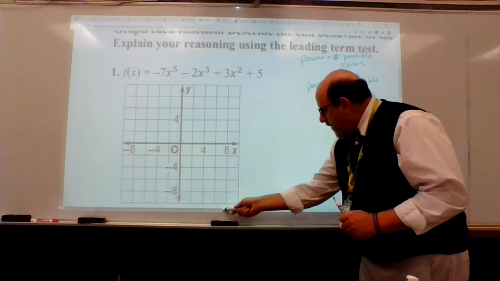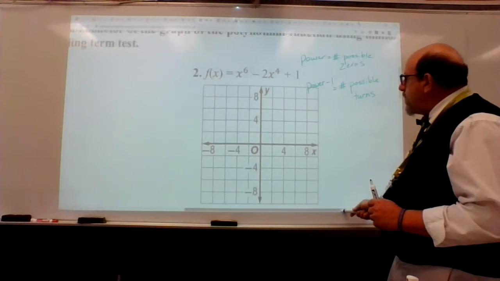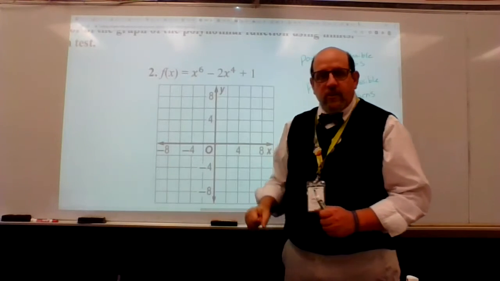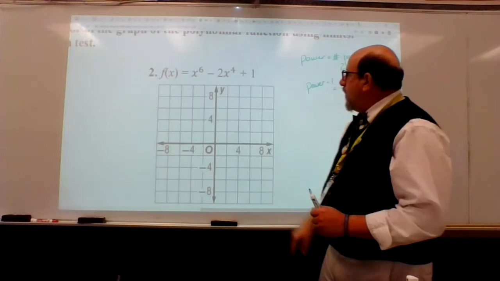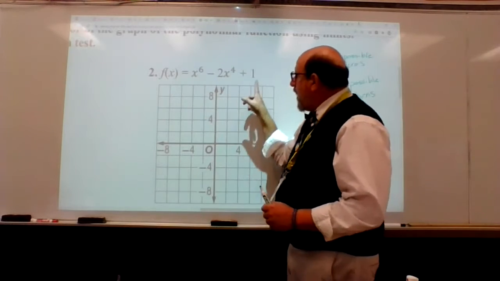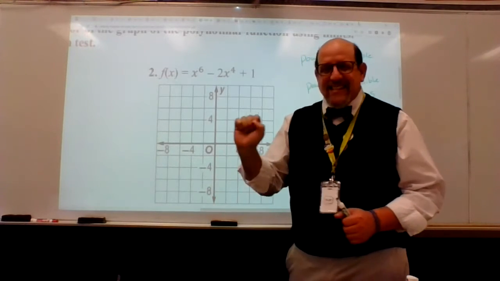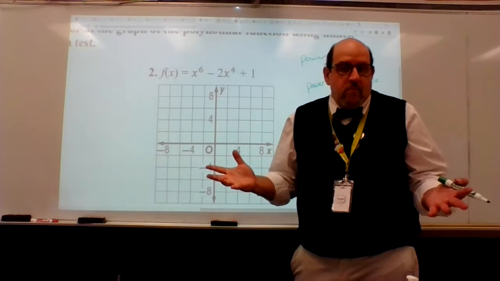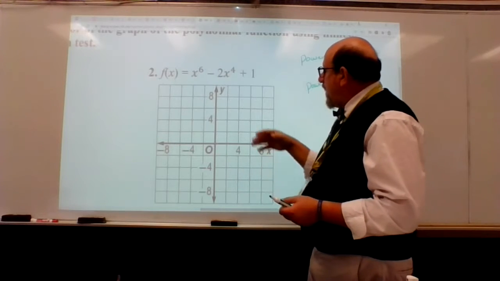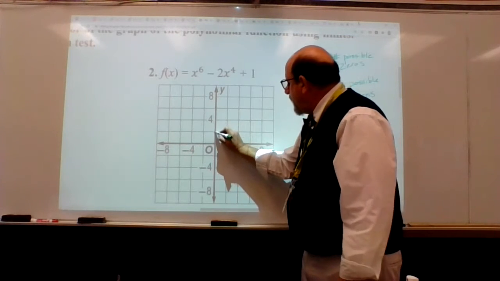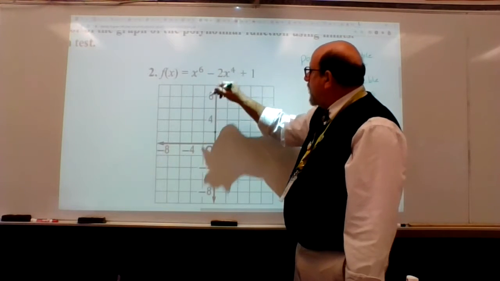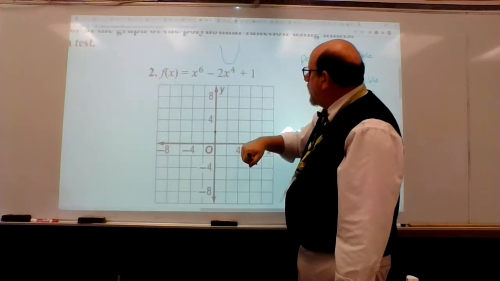Just slide it over here. There it is. So our lead term is x to the 6th. Our lead power is 6. So it could possibly touch this x-axis 6 times, but it might not. All right? I already know what this looks like. I've input some values, and I know it has a y-intercept of 1. It's going to point up in both directions because it's positive and it's even. So it's got that parabola view.